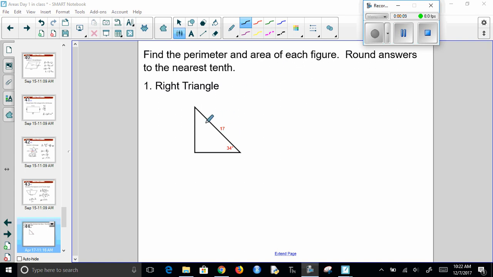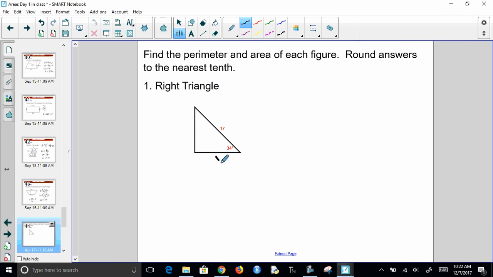So our first step in finding the area and perimeter of this right triangle is to find these two lengths. Let's call this x, let's call this y. If I want to find x, I know that's adjacent over hypotenuse, so I'm going to use cosine. Cosine of 34 is equal to x over 17. Now I'm just going to cross multiply, 17 times the cosine of 34, and I should get an answer of 14.09.